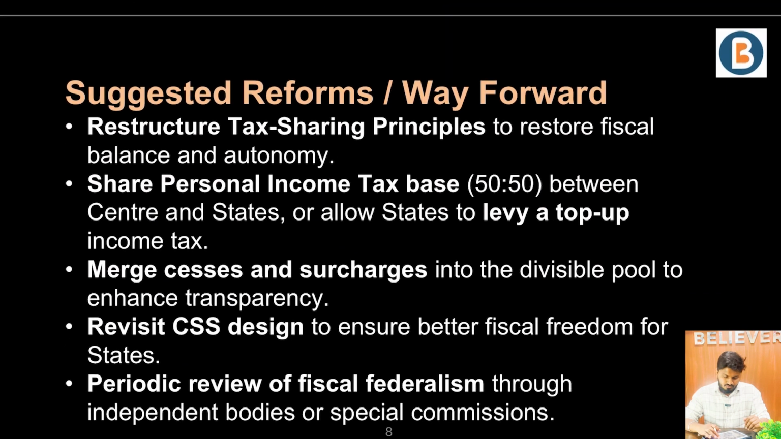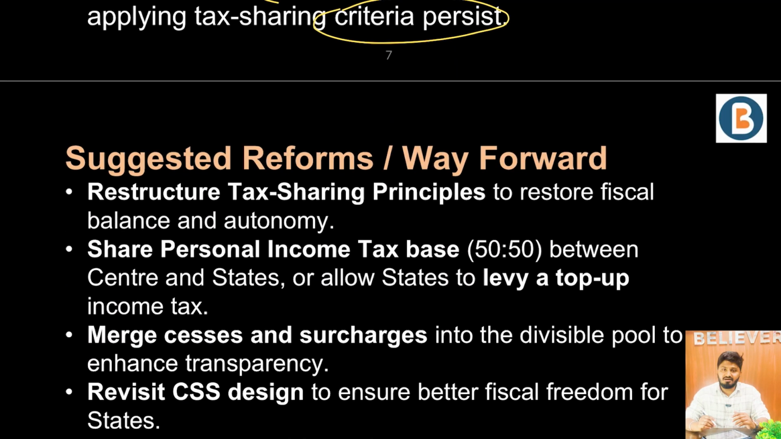So what are the suggested reforms or way forward according to this particular article? First is the need for restructuring the tax sharing principle, to restore fiscal balance and autonomy. Give more powers to states because they are the ones spending on necessary sectors such as health, education and law. Next, share the personal income tax base. Personal income tax is collected by the center. Here the base has to be 50-50 between the center and states, to allow states to levy a top-up income tax.